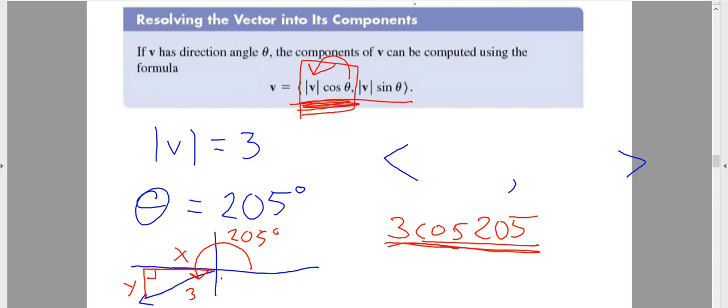So 3 cosine 205 is going to spit out the x component, and that's not going to be a nice number. I don't have my calculator in front of me, but it's not going to be, because 205 is based on a 25-degree angle inside the triangle. That was not one of the nice ones on the unit circle. So how do I find the y component? Same thing, except sine 205, and you multiply it by 3.